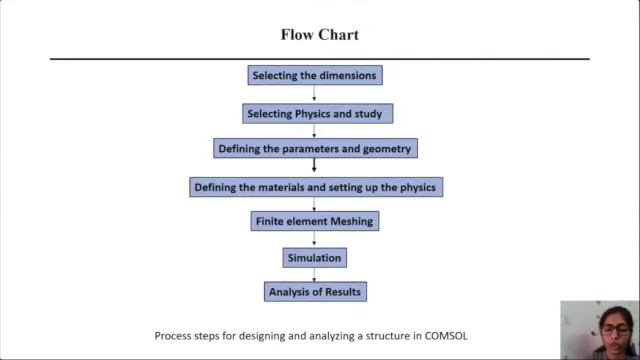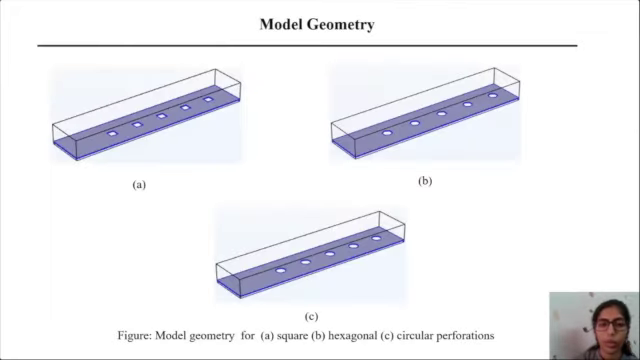Here is the flowchart showing the process steps for designing and analyzing the structure in COMSOL. First of all, the dimensions are selected, then the physics and study are selected. Here we have chosen the solid mechanics and electromechanics modules. Then the parameters and geometry are defined, material and setting up the physics. The material used here is polysilicon, and then we do the finite element meshing, then the simulation, and finally the analysis of results.